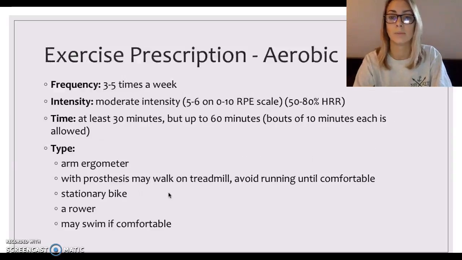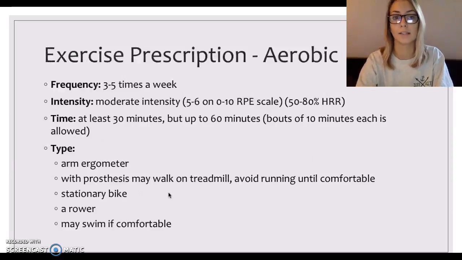For his exercise prescription, for his aerobic exercise, he should be working out 3 to 5 times a week. His intensity should be moderate, which refers to a 5 to 6 on a 0 to 10 RPE scale, or 50 to 80% of heart rate reserve. The time should be at least 30 minutes, but could be up to 60 minutes. He could also do this in bouts of 10 minutes throughout the day.